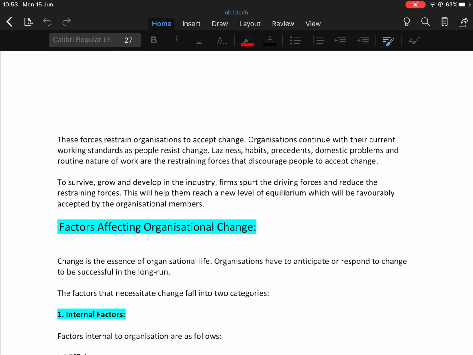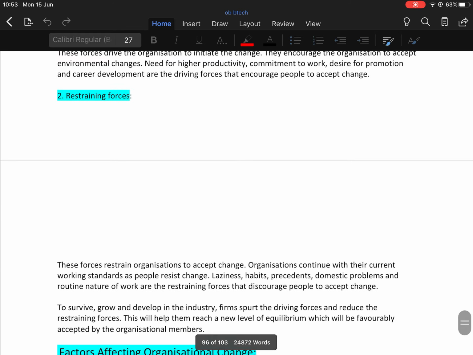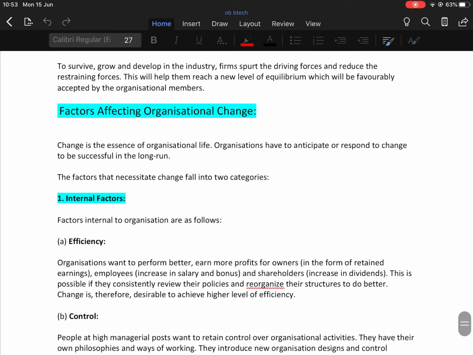Now, factors affecting organizational change. Change is a fact of organizational life. Organizations have to anticipate or respond to change to be successful in the long run. So the factors which necessitate organizational change fall into two categories. So we can say factors can be divided into two categories.